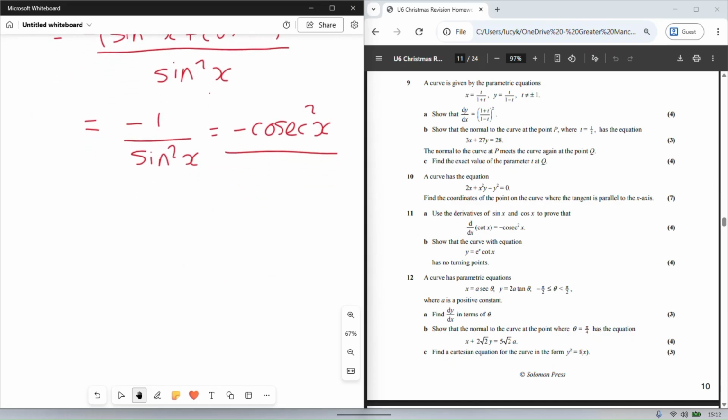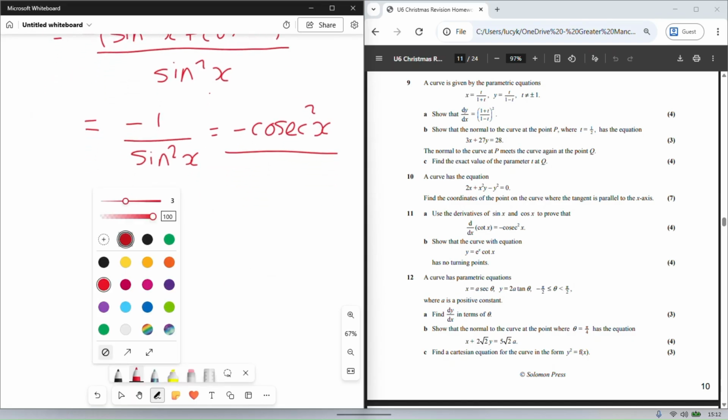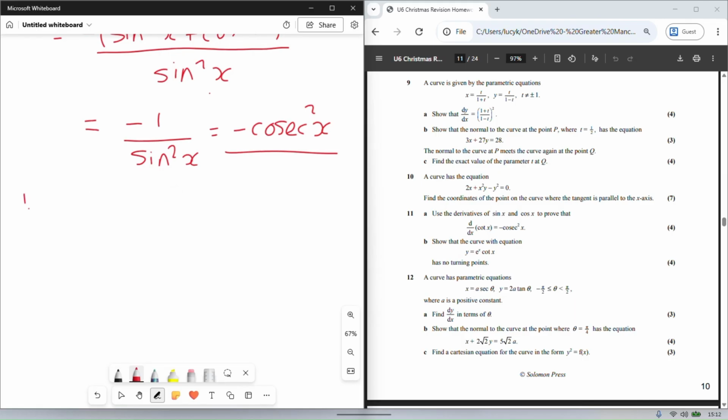So we're looking at part B. Part B is asking us to show that the curve with that equation has no turning point. So what are we thinking mathematically? What is that trying to get us to prove? It's trying to get us to prove that basically dy by dx can't equal 0, because the only time we're going to get a turning point is when the rate of change is 0. That's what a turning point is.